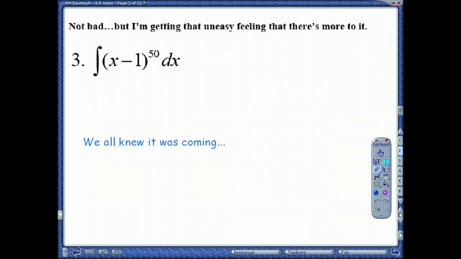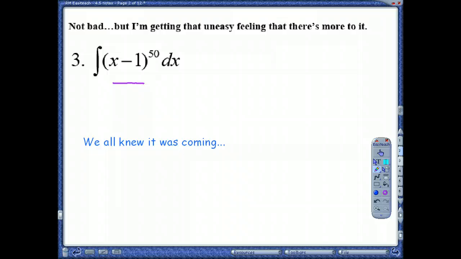Now, come on, we all knew it was coming, like the slide says. Well, just because there isn't a product rule or a quotient rule for integration doesn't mean we don't have a few tricks up our sleeve. Well, what we do have is a version of a chain rule. So when we see a problem like (x − 1) to the 50th power, no one is expecting you to write that out 50 times and FOIL your brains out. We know it's not going to happen.